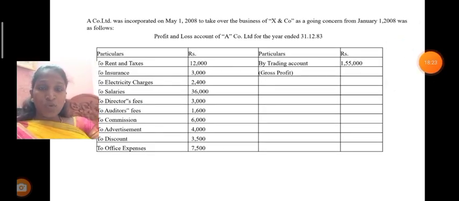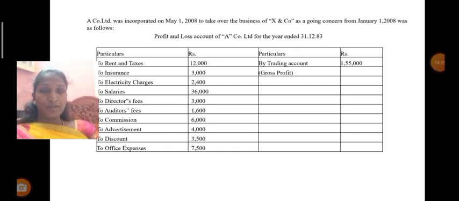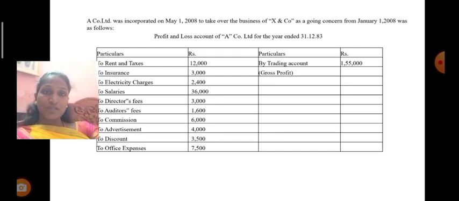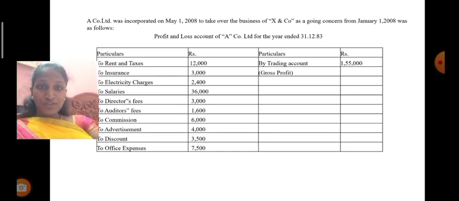Let's move on to another problem. A company limited was incorporated on May 1, 2008 to take over the business of X and Company as a going concern from January 1, 2008. The particulars are as follows. The profit and loss account for the company has been given. So first we need to find the time ratio and sales ratio.